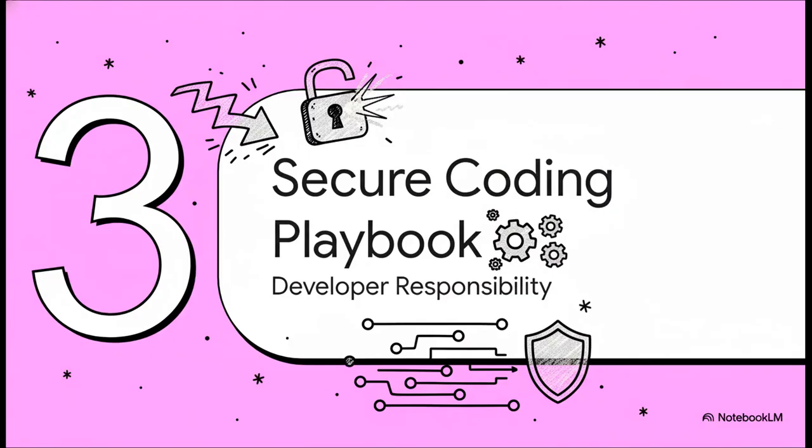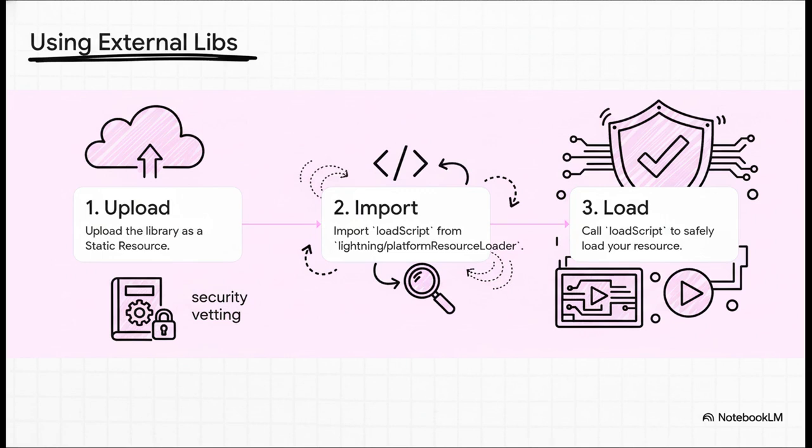Okay, so the platform has your back, which is awesome, but security is definitely a shared responsibility. The foundation is strong, but what you build on top of it matters. So let's get into your role in all this. Let's say you want to use a cool third-party library, maybe for charting or something. There is a very specific, secure way to do it. It's a three-step dance. First, you upload that library as a static resource. Second, you import the special loadScript function. And third, you use that function to safely load your library. This process makes sure the platform knows about the code and can keep an eye on it.